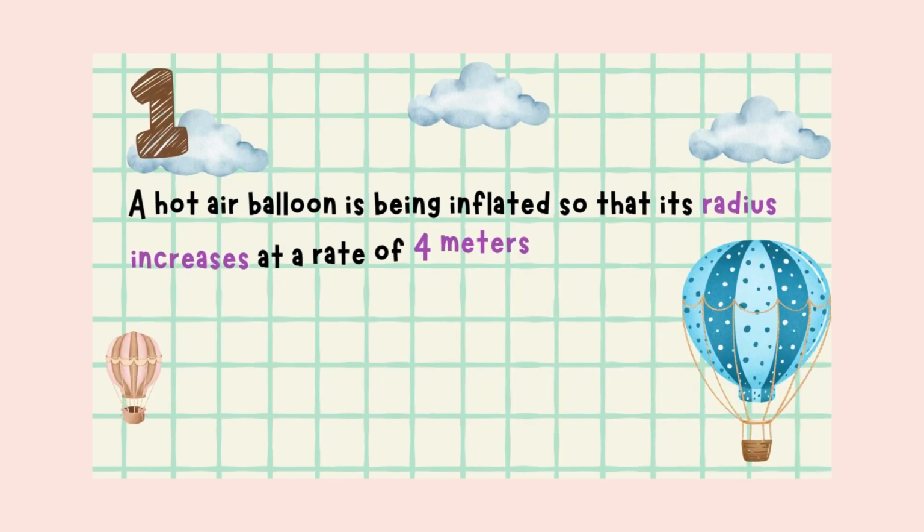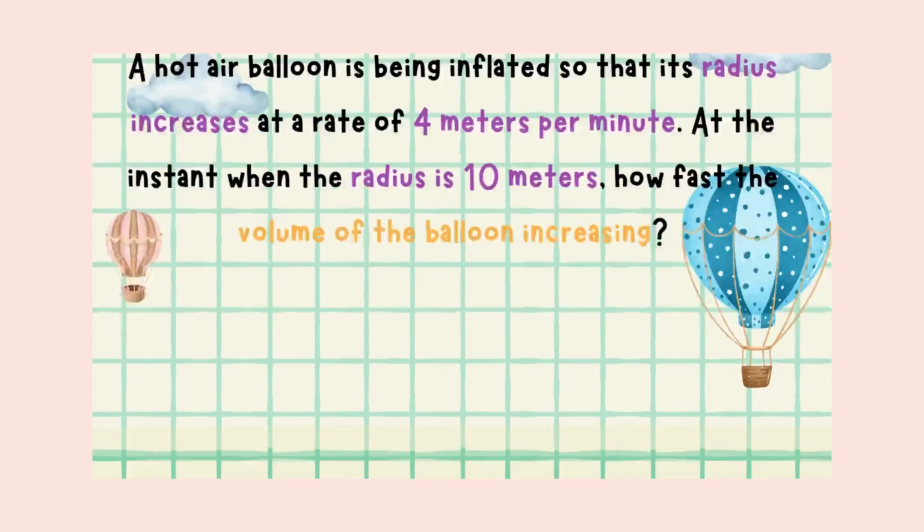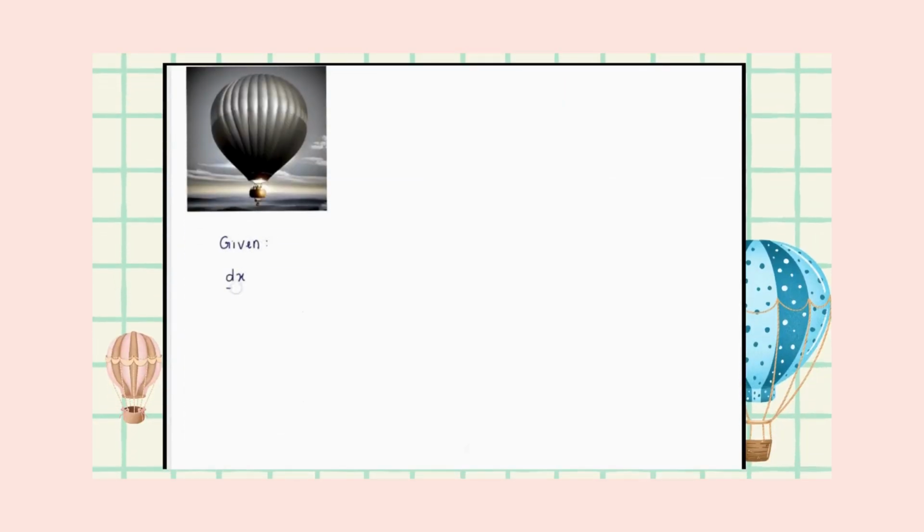A hot air balloon is being inflated so that its radius increases at a rate of 6 meters per minute. At the instant when the radius is 8 meters, how fast is the volume of the balloon increasing? It is given that dr/dt is equal to 6 meters per minute and r is equal to 8 meters. Based on the question, we are required to find dV/dt when r is equal to 8 meters.